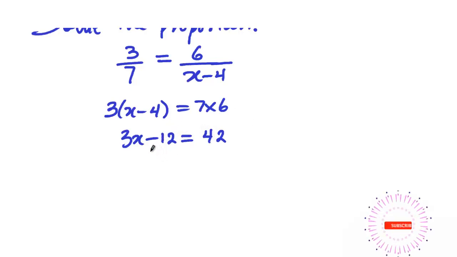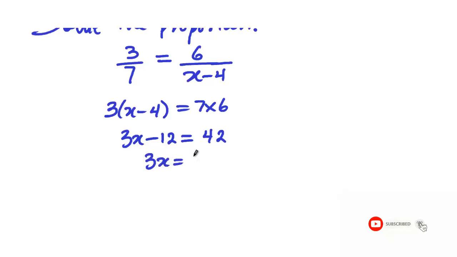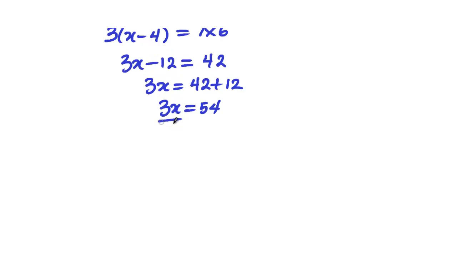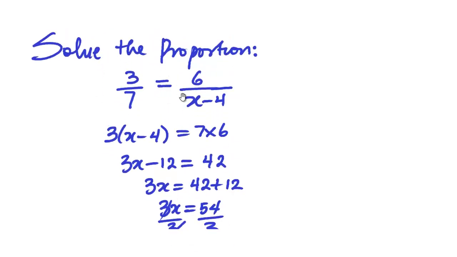Okay, so we can collect like terms. Minus 12 comes here, becomes plus. So we have 3x will now be 42 plus 12. So what is 42 plus 12? That is 54. So 3x will give us 54. So we divide both sides by the coefficient of x, which is 3. Divided by 3, 3 cancels 3. So x will now be equal to 54 over 3. That will give us 18. So the value of x that will make the left hand side equal to the right hand side is 18.